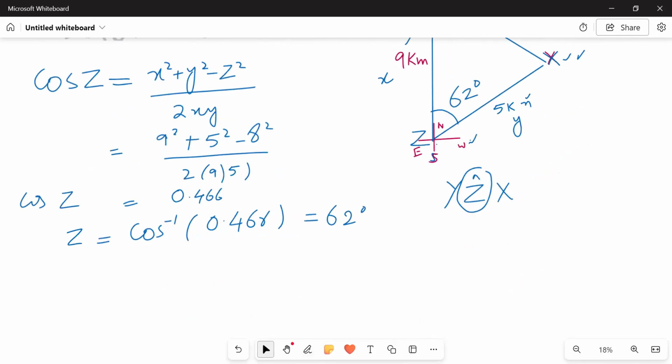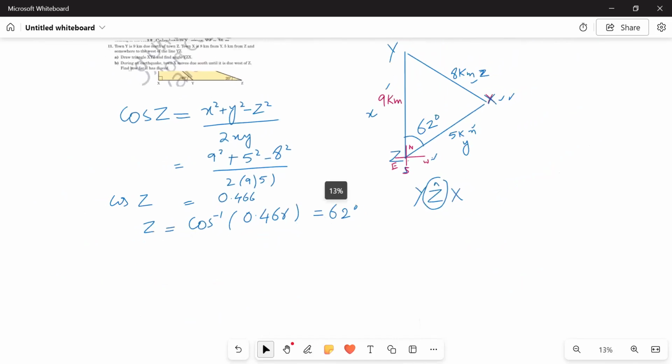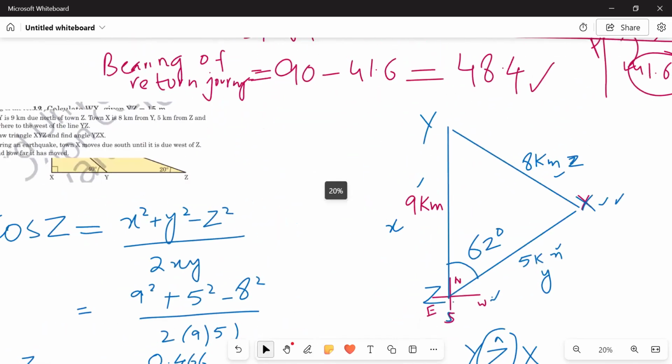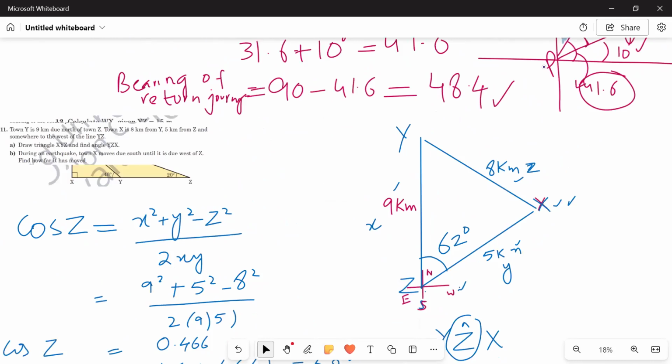Now, what is the second part of this question? The first part was to first draw the triangle and find the angle. So we did both things. During an earthquake, town X moves due south until it is due west of Z. Find how far it has moved.